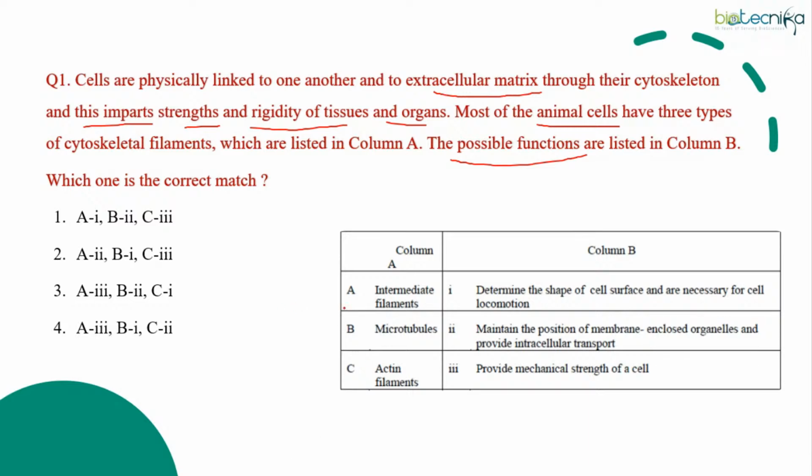So we have intermediate filaments, microtubules, and actin filaments, the three major cytoskeletal proteins in our system. The functions: determines the shape of a cell surface necessary for locomotion, maintains the position of membrane enclosed organelles providing intracellular transport, and the third one is providing mechanical strength of a cell. Okay, I can see beautiful colors has given the answer. Can I expect some more answers from others as well?